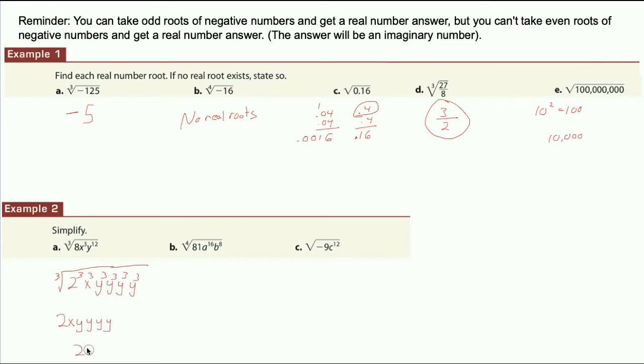And then we can rewrite this in exponential form. We have y to the 4th.